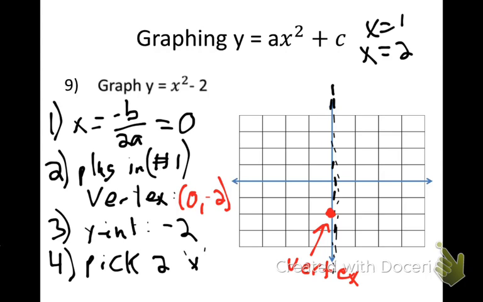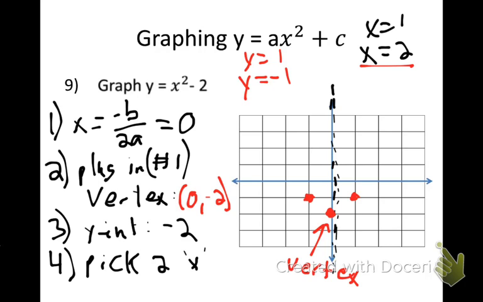I plug those coordinates in. When you plug x equals 1 in, what do you get y to equal, Jack? Negative 1. I plot the coordinates. And then I plot its reflection. So I go on the other side. And then I do x equals 2.